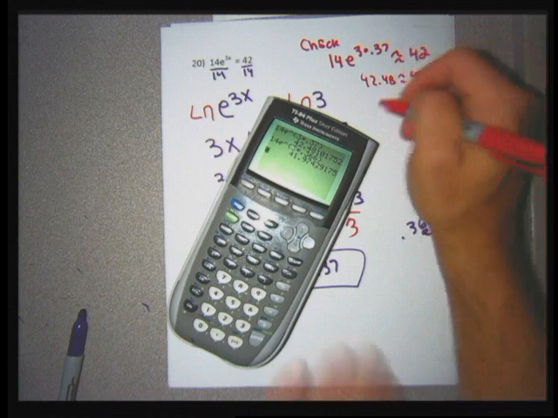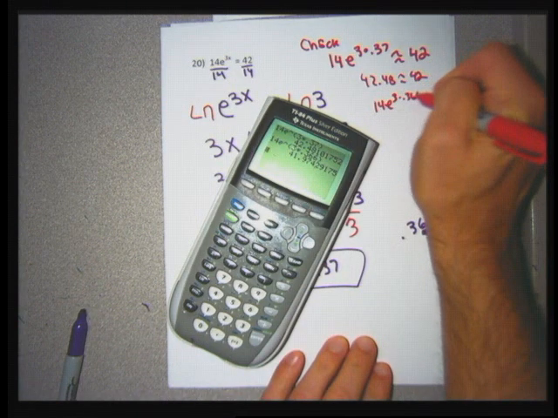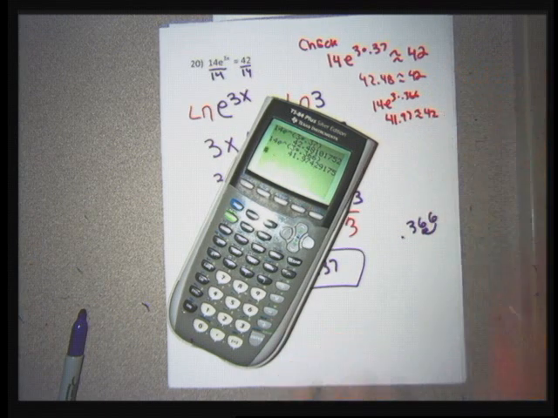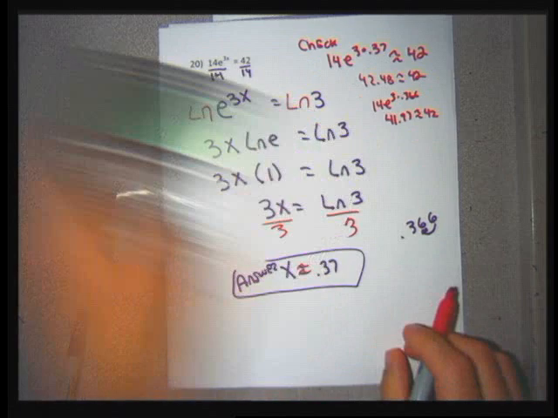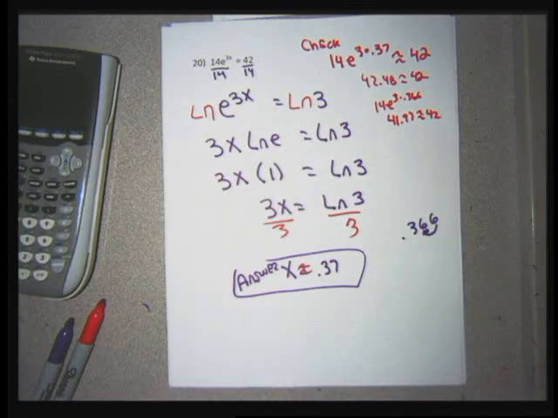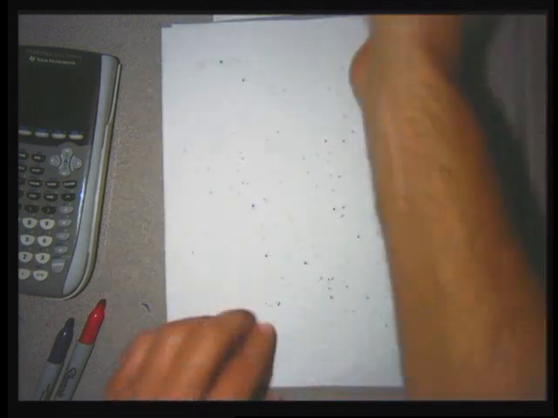But when I did this, 1.4 to the 3 times 0.366, I got 41.97, which is 42. So I think my answer is correct. The checking was almost off by a half because my rounding caused that to happen. So rounding can definitely wreak havoc in your checking. The more decimals you carry, the better your checking is going to be, but it'll never be exact.